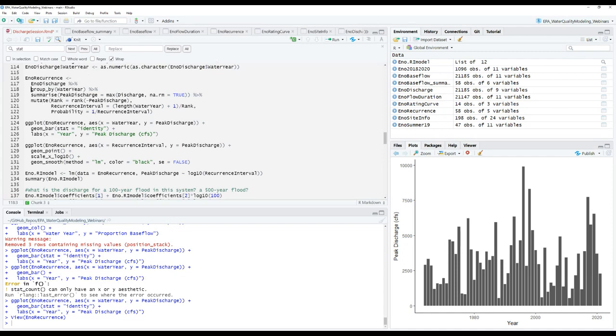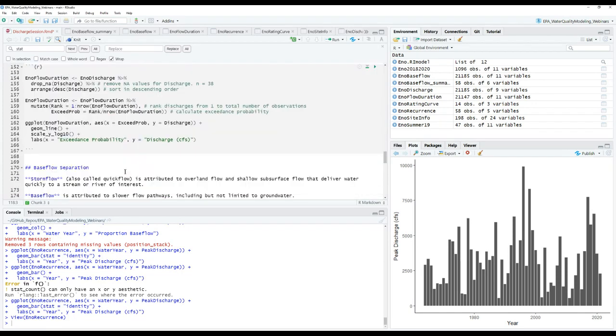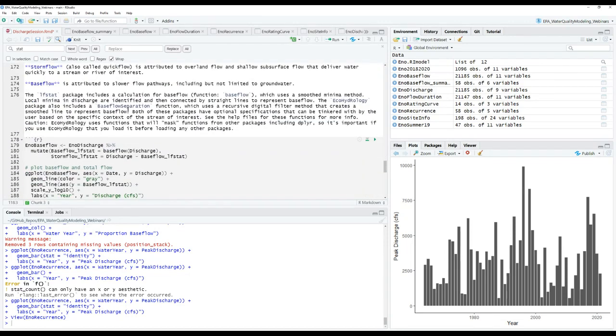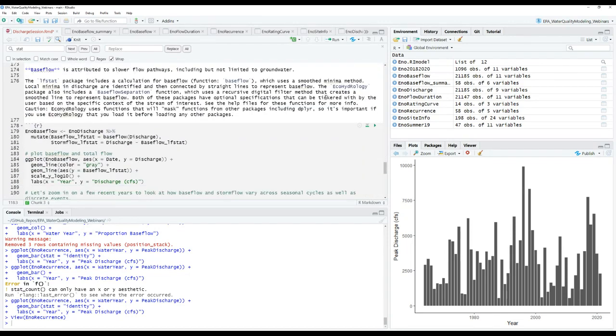Okay, thanks. Next question. How do I modify the code to use ecohydrology instead of LF-stat baseflow? Yes, that is a good question. Okay, so if we wanted to use ecohydrology instead of LF-stat, we'd first have to load ecohydrology and make sure it's installed. So I'll trust that you can do that up at the top. But in this case, instead of using the function baseflow, we would use the function called baseflow separation, and maybe call this eco or something like that.